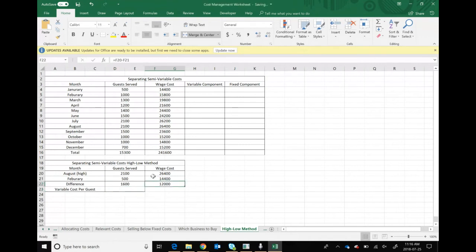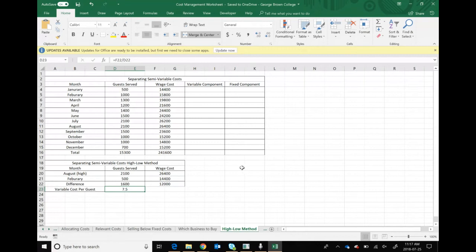And then the difference for our wage cost is 26,400 minus 14,400 gives us 12,000. If we take the dollar change in the cost right there and divide it by the change in guests served, we get $7.50. That is the variable component for your labor. So every guest that you serve, it's going to cost you $7.50 variable labor cost to do that.